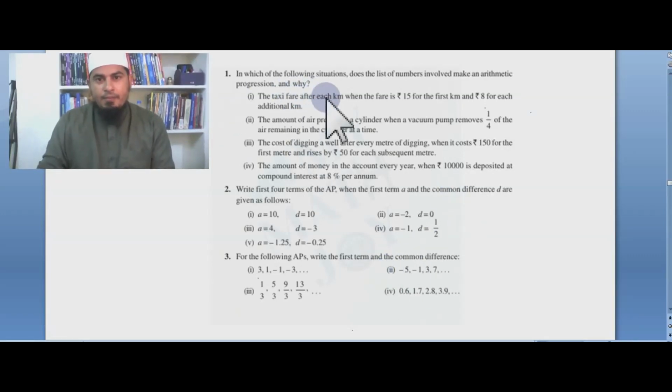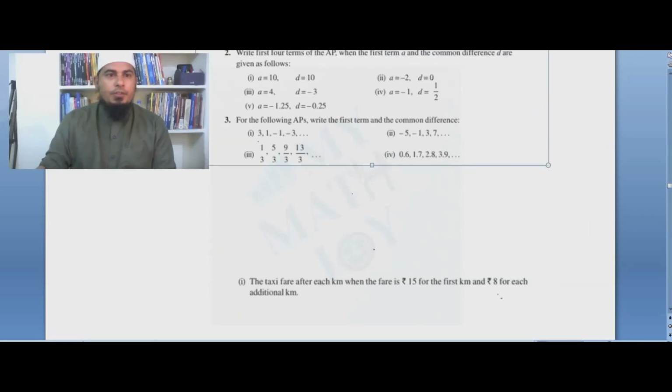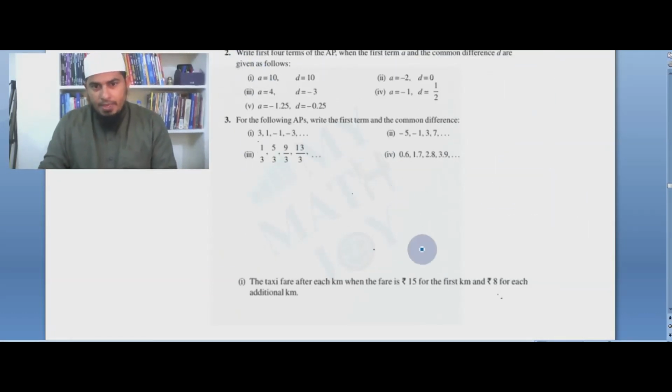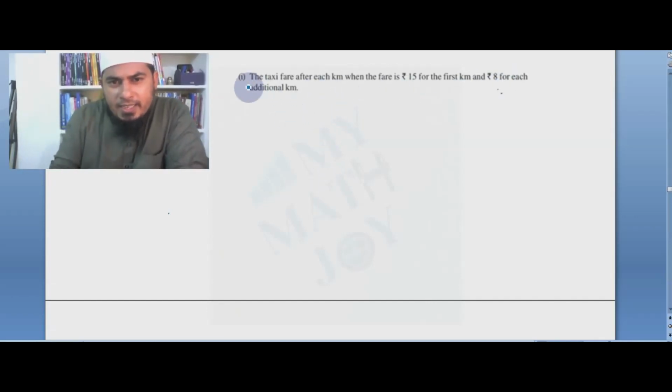Let us go to the first question. Here, the taxi fare is rupees 15 for the first kilometer and rupees 8 for each additional kilometer. So what does he say here? Let us write the fares for each kilometer. The first kilometer costs 15.